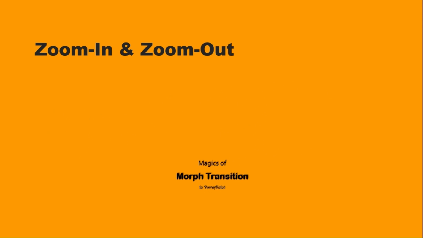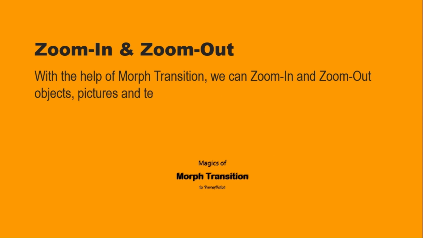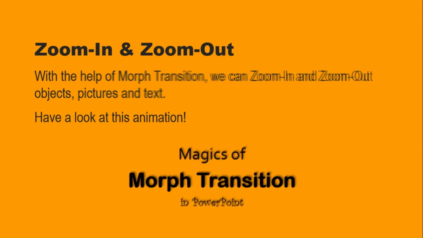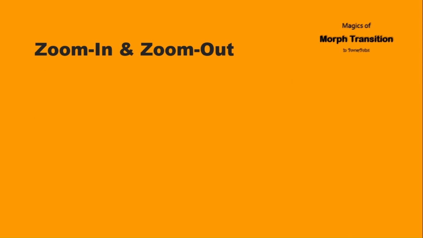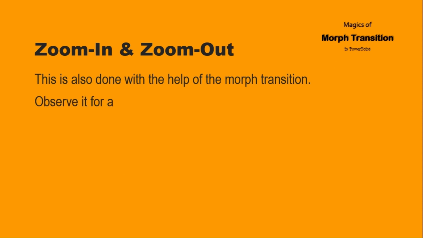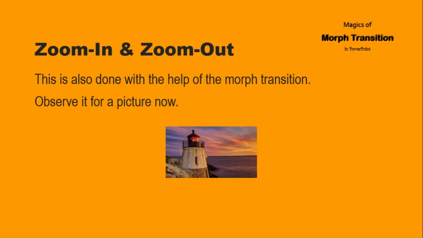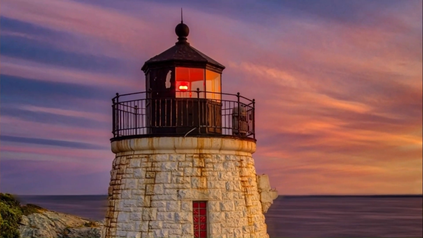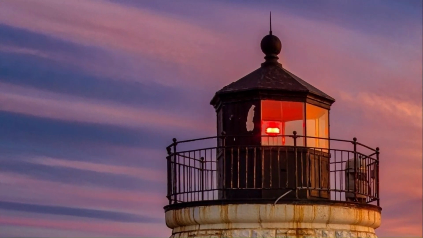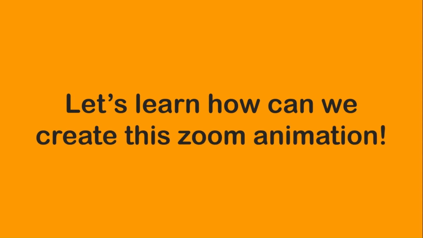Zoom in and zoom out. With the help of the morph transition, we can zoom in and zoom out objects, pictures, and text. Have a look at this animation. This is also done with the help of the morph transition. Observe it for a picture now. Let's learn how we can create this zoom animation.